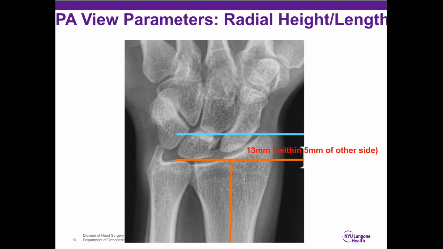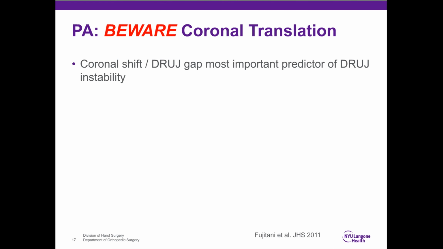Here's the radial height. That's not, in my opinion, as useful as the other parameters. However, I'm just showing how to take it. Same thing, perpendicular down the radial shaft to the tip of the radial styloid. And this should be, within a reasonable amount, roughly 5 millimeters of the other side. So again, the importance of contralateral films.